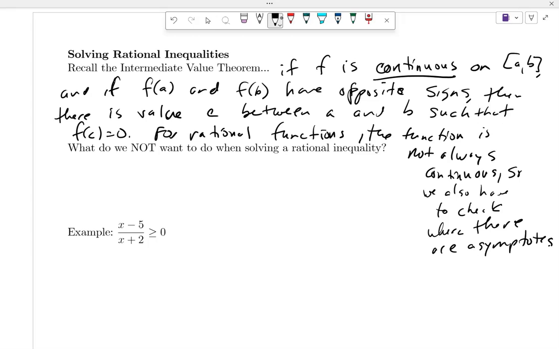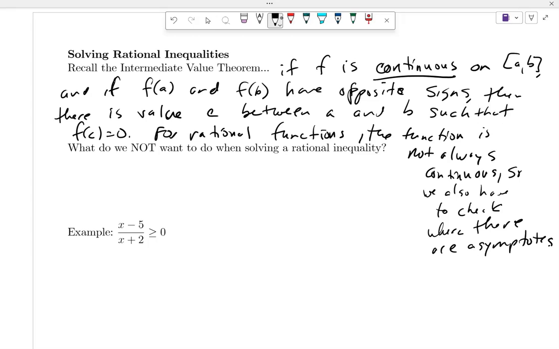Okay? Let's think about why. Why do we not want to multiply an inequality by a variable? Think about when you multiply both sides of an inequality by a number. Does it matter if that number is positive or negative? Yeah, right? If it's positive, do you flip the inequality or keep it the same? Keep it the same. But if it's negative, you flip it. If it's a variable, do you know if it's positive or negative? No. So I don't know whether or not to flip the inequality. Okay? So that's the important part with this.